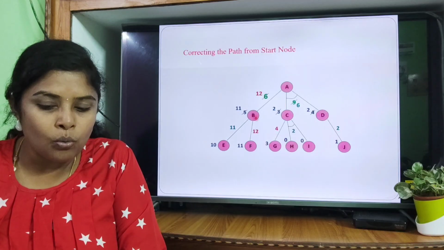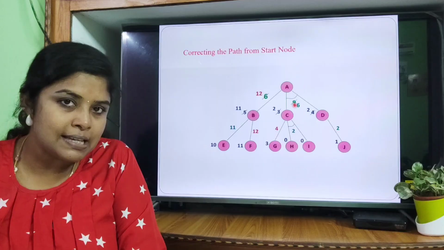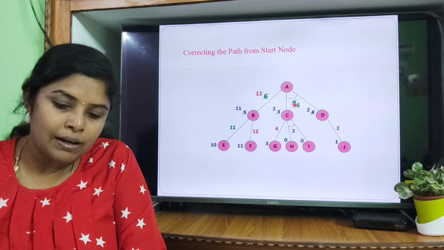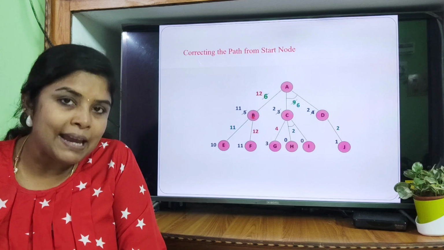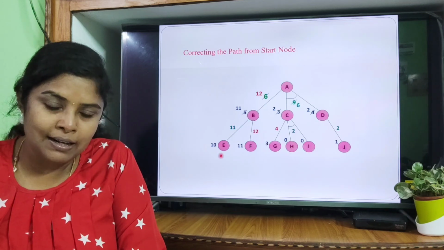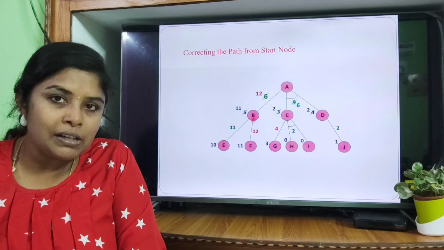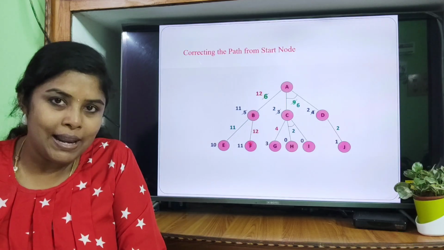Okay. And now out of this 6 and 9, which is the least one? 6 is the least cost one. So my algorithm will begin to explore this path, A to B path. So B has 2 more successors, E and F. Now my algorithm will compute the value of B to E and B to F.